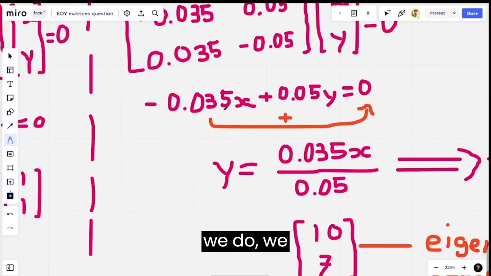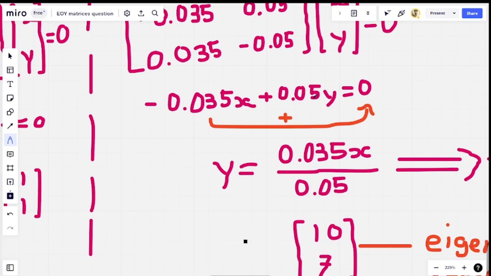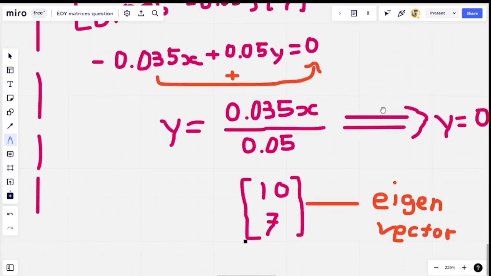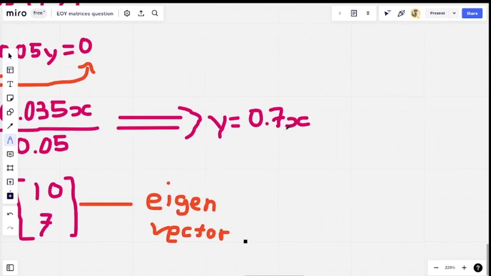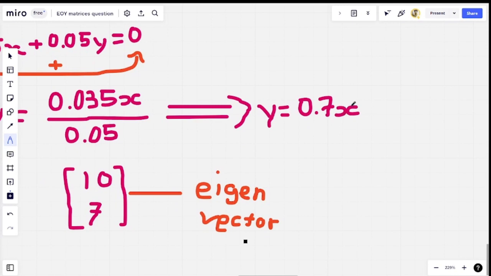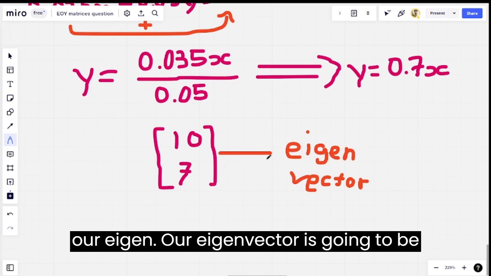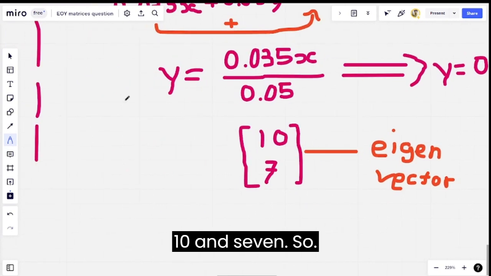But we bring negative 0.035x to the other side, so then it becomes 0.05y equals positive 0.035x divided by 0.05. That's going to give us y is equal to 0.7x. Now we wanted the absolute value, so we're going to make x equal to 10. 10 times 0.7 is going to equal 7. So our eigenvector is going to be 10 and 7.